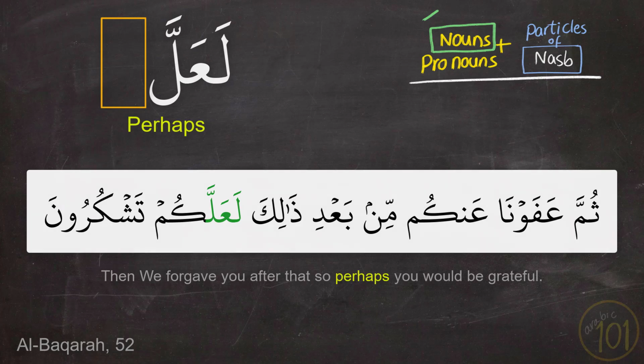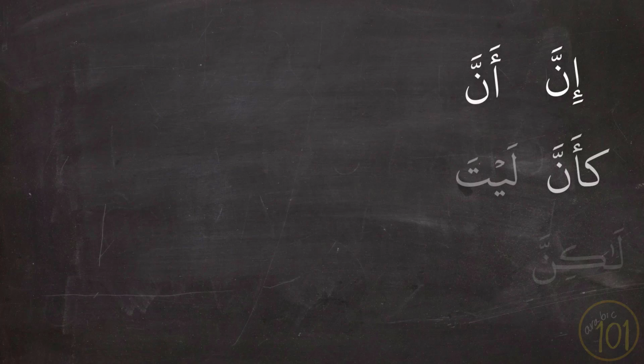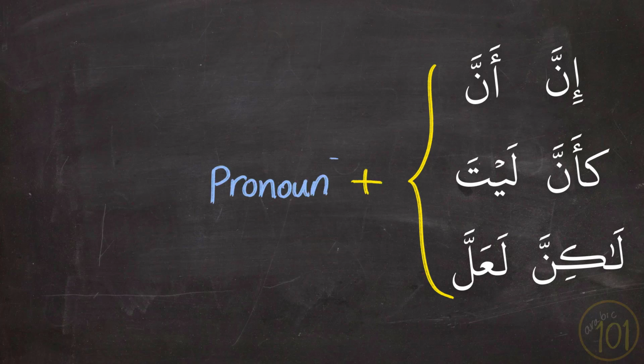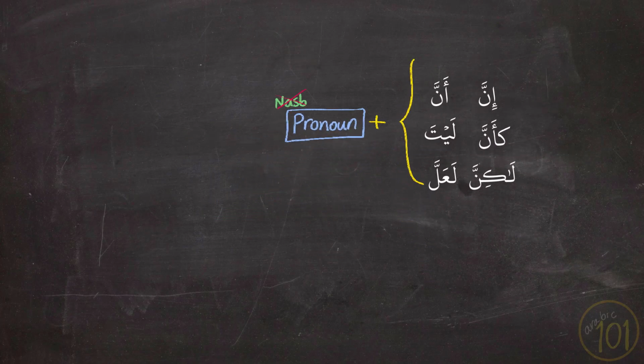Finally, as you might have noticed, and as was the case with jar particles, when any of these nasb particles have a pronoun attached at the end of them, they will not receive nasb or fatha, and they will keep their vowel. And we can see this phenomenon happening in these two examples.